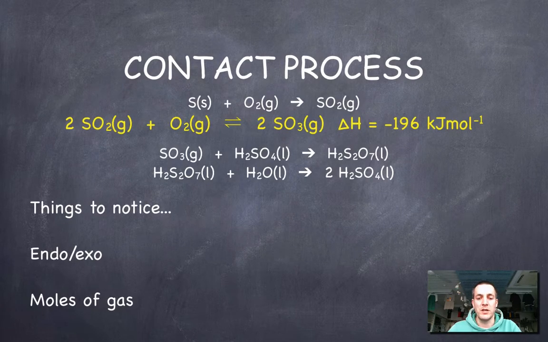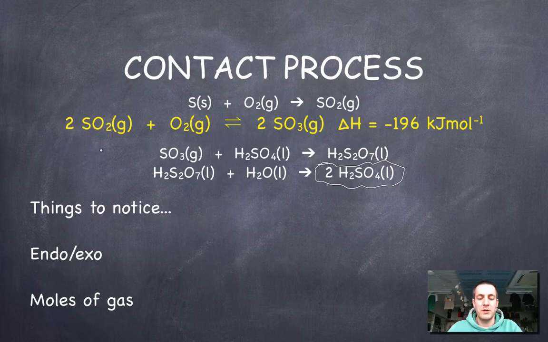Well, the contact process is, I suppose you could say, a sequence of reactions, but the outcome of it is that we're producing sulfuric acid. Sulfuric acid is also quite important in fertilizer manufacture, but it's also very important in lots and lots of other applications, particularly plastics and paints and all sorts of things.